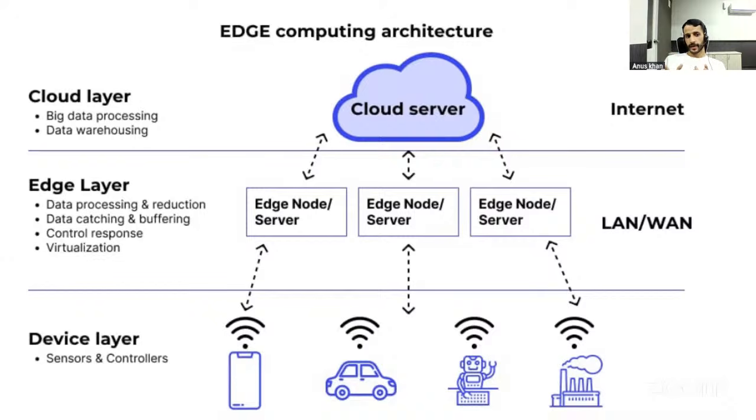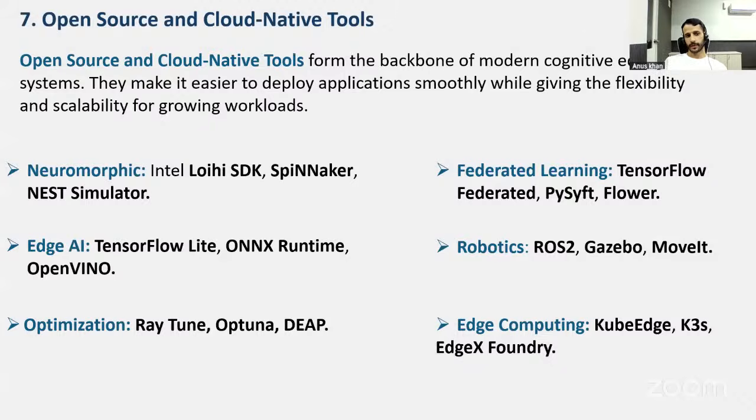The LAN and WAN choice only depends on the architecture. For instance, if the device layer and edge layer are sitting on the same network, the communication should be local area network, and if they are sitting outside the network, the communication should be wide area network, as you guys are already aware with the LAN and WAN architecture. Moving to the next slide, open source and cloud native tools.